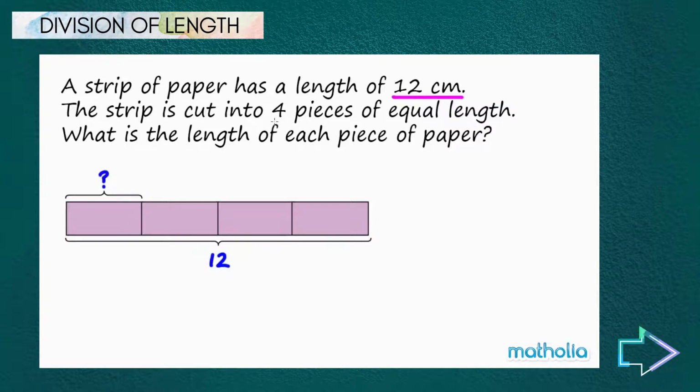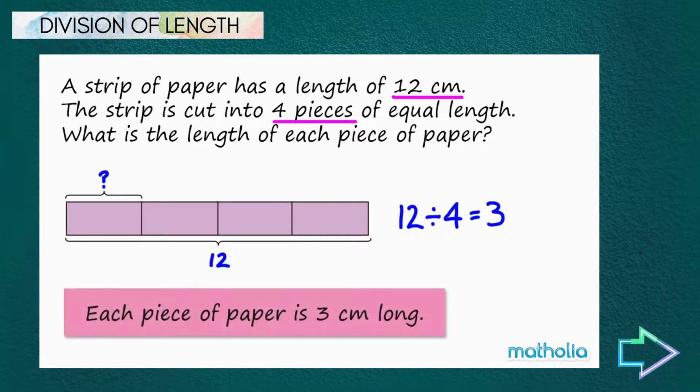The strip is cut into 4 pieces. So to find the length of one piece, we divide the total length by 4. 12 divided by 4 equals 3. So each piece of paper is 3 centimeters long.